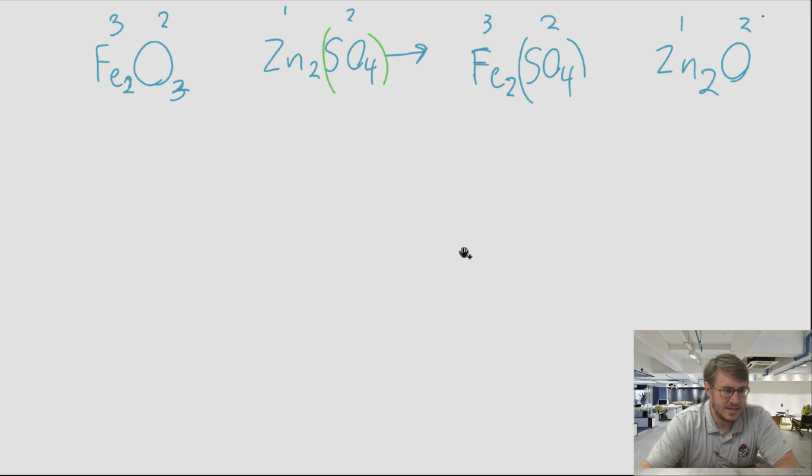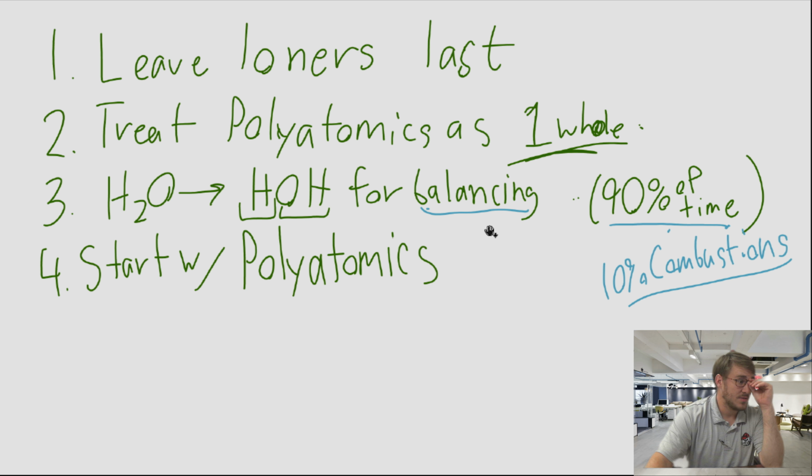Good. That's how we started off the class period, and we talked about these rules again. Leave loners last, leave loners last. Treat polyatomics as a whole, treat polyatomics as a whole. H2O to HOH. It's for 90% of the time, though, I say, because on combustion reactions, it gets a little bit more finicky. And then we start with polyatomics to do all of our reaction. We don't have to count all the numbers of elements, and we do that to save us on multiple fronts.